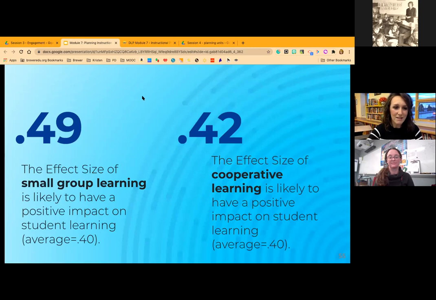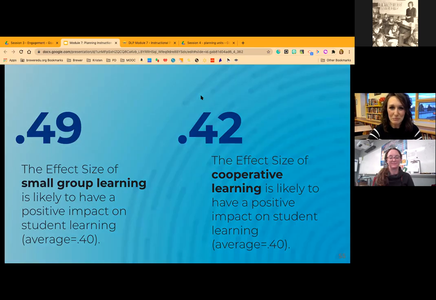The effect size of small group learning and cooperative learning, you can see, has positive impacts on students.